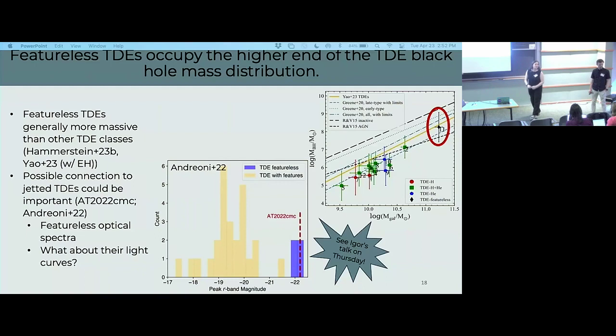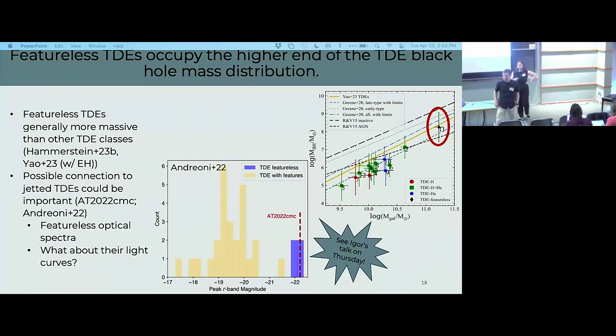Okay, let's go to this side. My question is related to the featureless TDEs. Are they all overly luminous, -22, or I thought Yuhan had a low luminosity featureless case. Is that still the case, or do we believe all featureless ones are overly bright? To my knowledge, I think they're all overly bright. I don't know, Yuhan, if you had a comment on that.